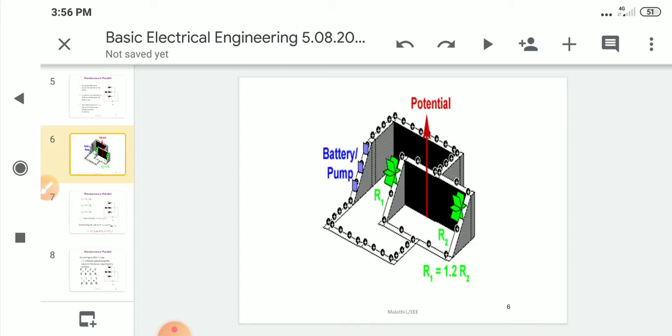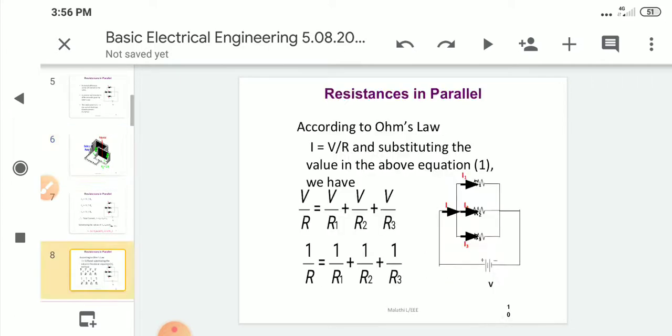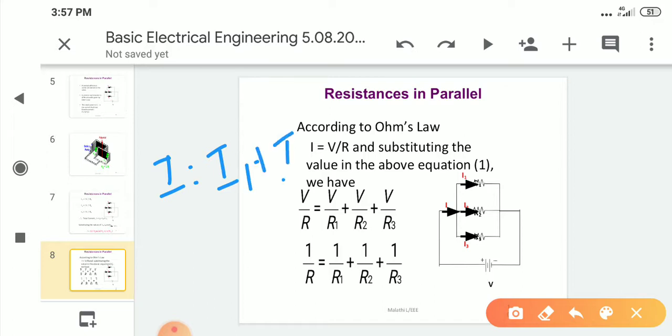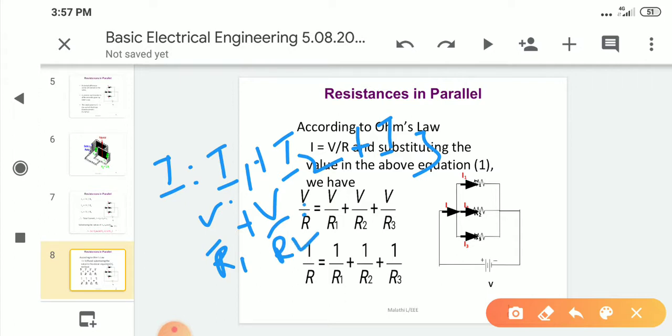So the equivalent resistance formula we have to see. First, according to Ohm's law, I is equal to V by R. Here first we are taking I is equal to I1 plus I2 plus I3. So what is the value of I1? I1 is equal to V by R1, I2 is equal to V by R2, and I3 is equal to V by R3.